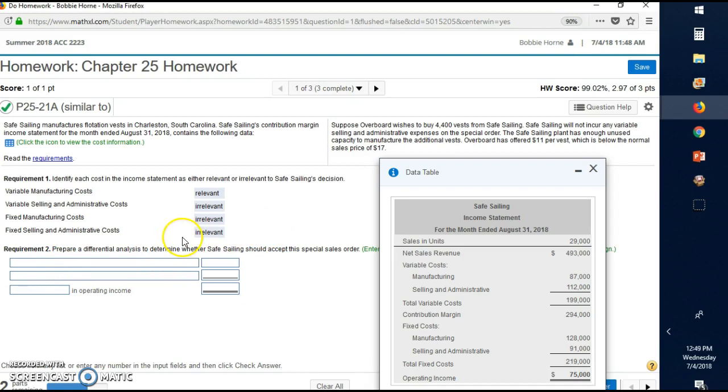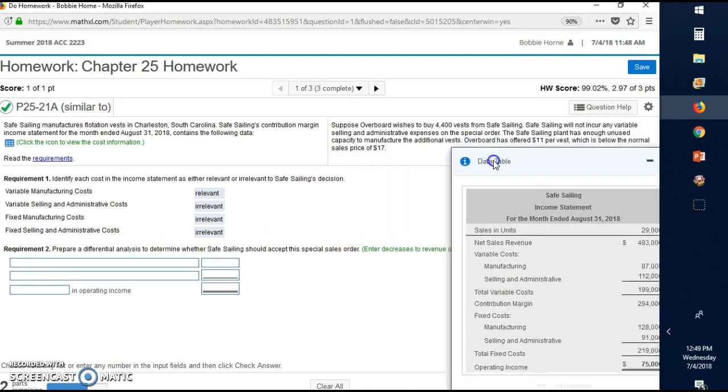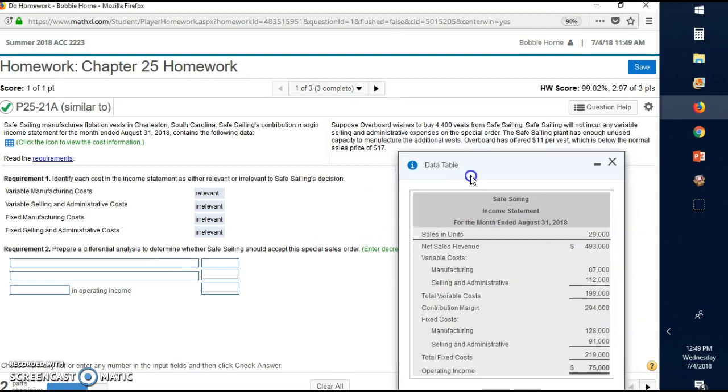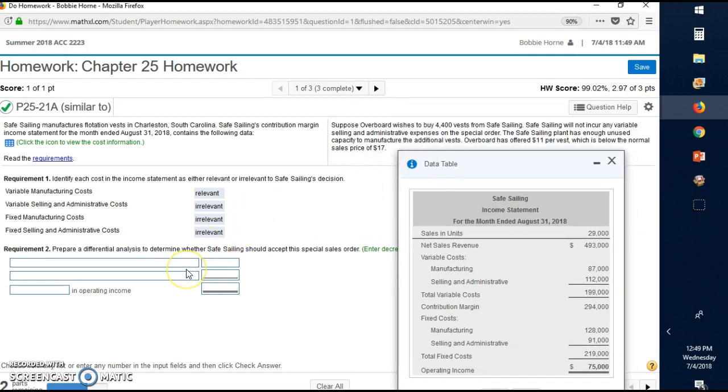Prepare a differential analysis to determine whether Safe Sailing should accept this special sales order. First of all, if Overboard is going to buy these from us, we are going to get some revenue, and we're going to get 4,400 times $11. So 4,400 times 11 is, hold on, 48,400 of revenue.